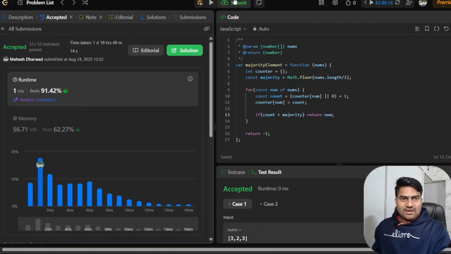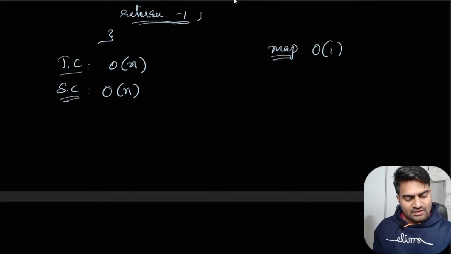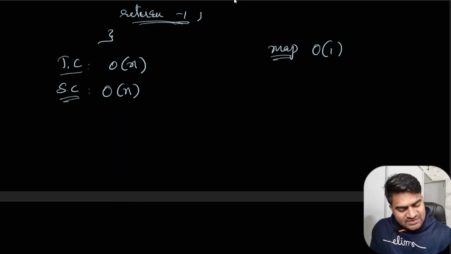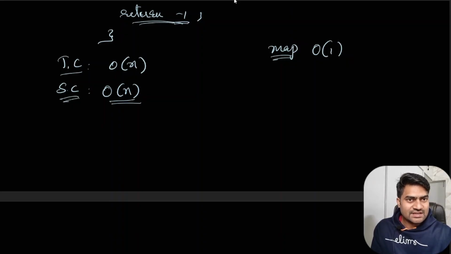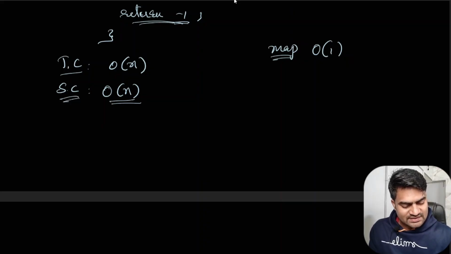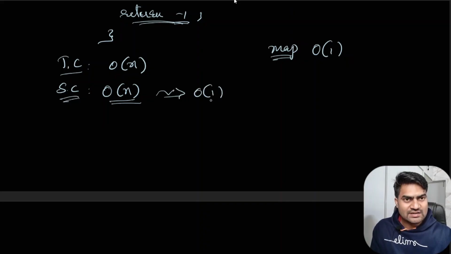If you see, our solution got accepted. Now this solution is pretty much good, right? But is there any way we can improve this particular space complexity, because we are using extra space, right, which is of order n in worst case? So is there any way where we can improvise this? I mean, can we achieve it using order of 1?